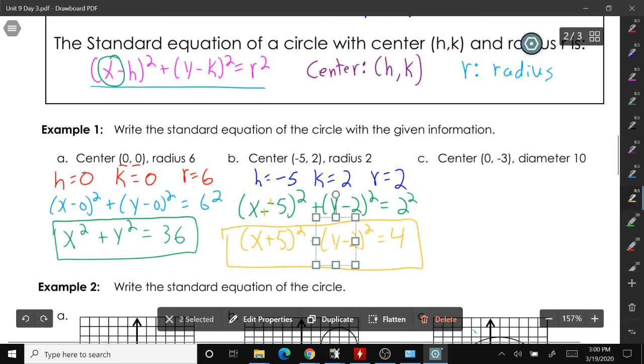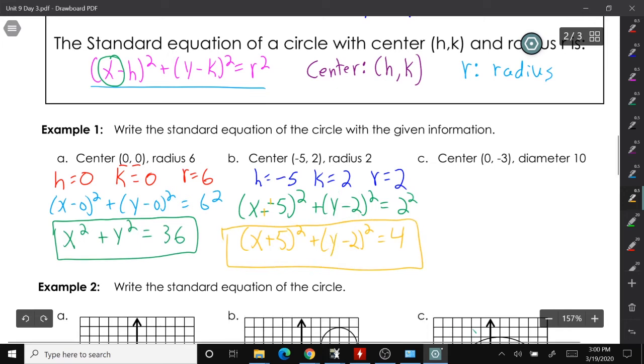So you don't always have to write out these steps. I'm just going to for the first couple so you can see how the h and k values are used. The center was at negative 5, so in my equation it was x plus 5. The y value was 2, so it was y minus 2. The first number always goes with x, the second number always goes with y, like an ordered pair.